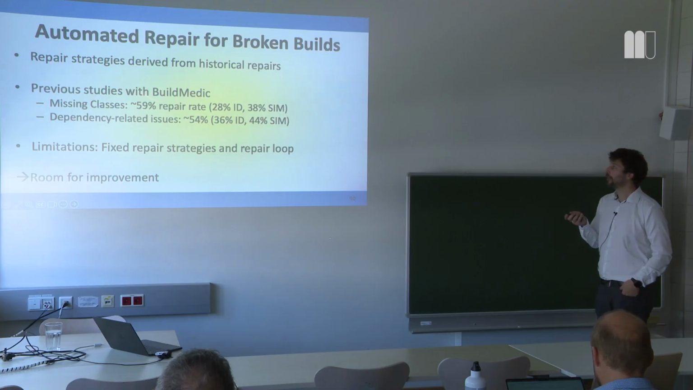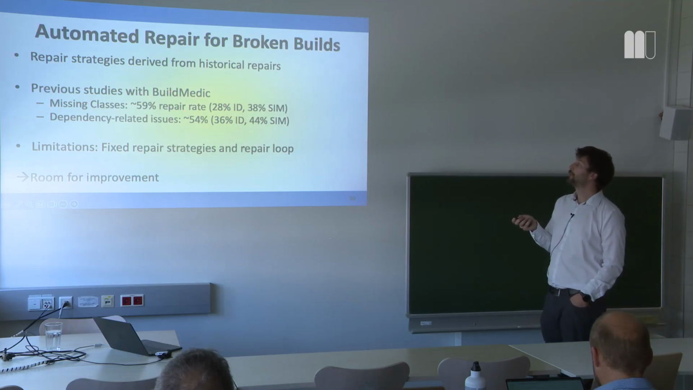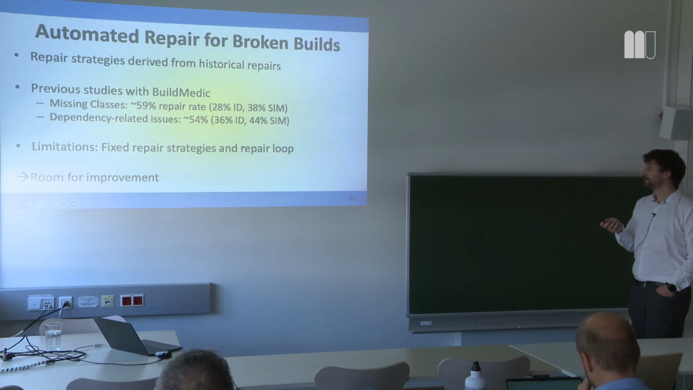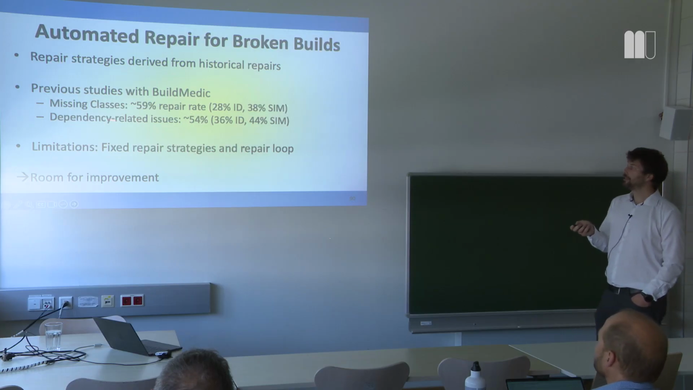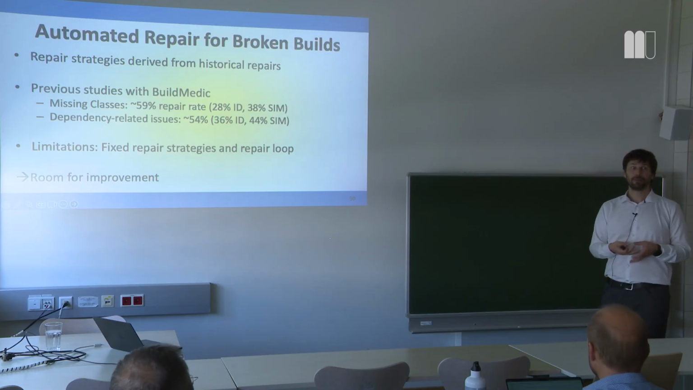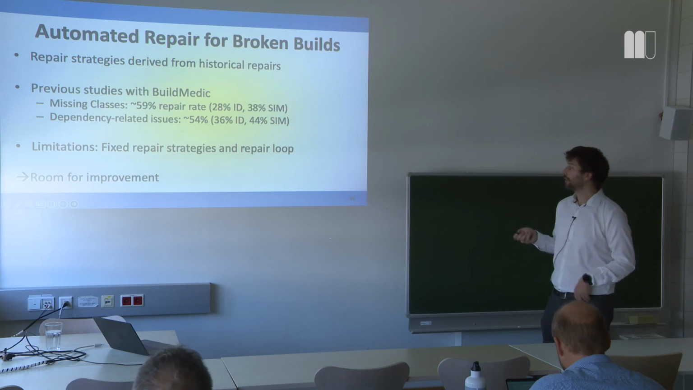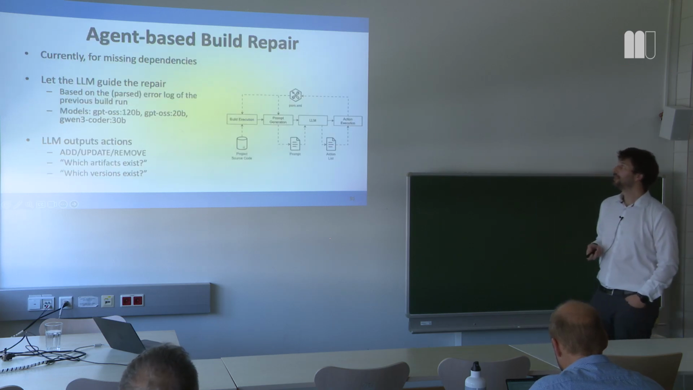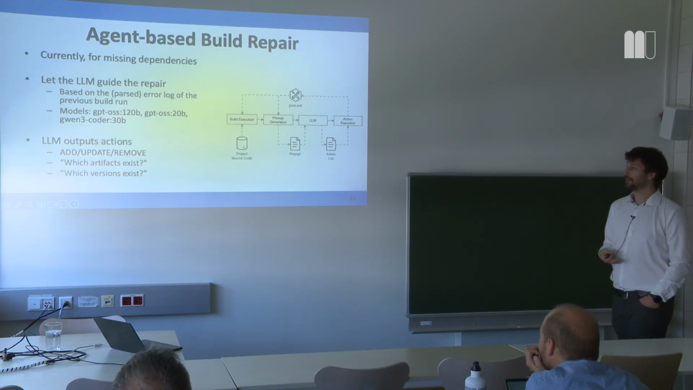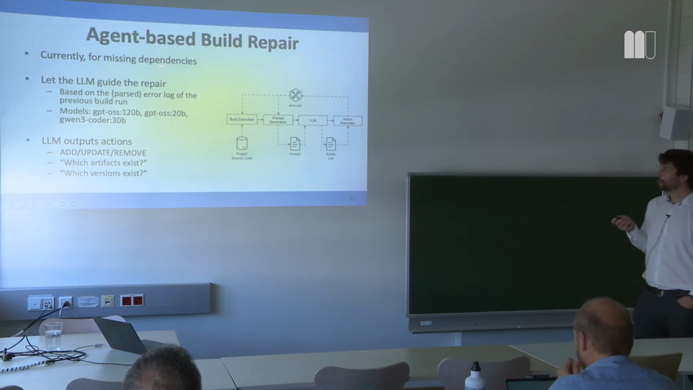We have a prior approach called BuildMedic that we did earlier, which could repair about 60% of the missing classes and 54% of the dependency-related issues, so dependencies with the wrong version and so on. This is quite good, but also here we have repair strategies which are static and cannot evolve over time. So also here we want to have something better, and there is some room for improvement. So here we also use a large language model approach, kind of agent-based, if you want to call it like that, for the missing dependencies.